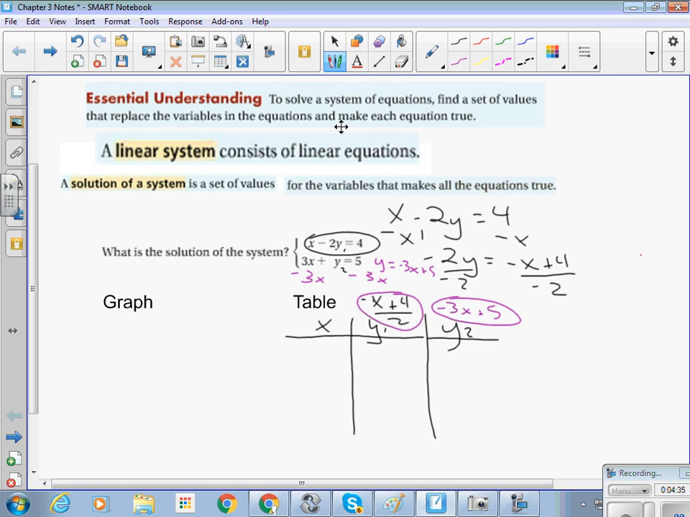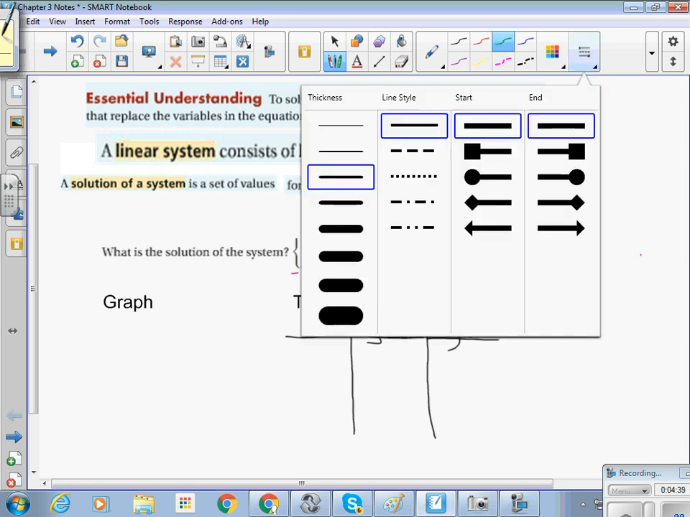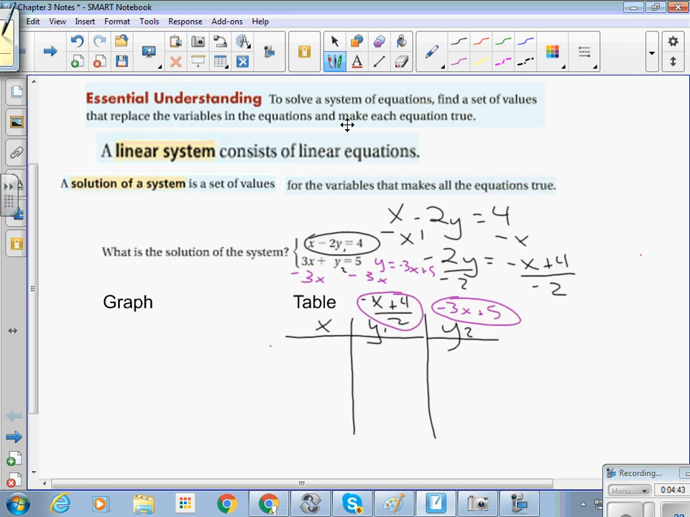So now I'm just going to pick some x values. I'm going to pick some positive ones and some negative ones, and I'm definitely going to include 0, so I'm going to start with negative 2, negative 1, 0, 1, and 2. And hopefully my numbers come together. If they don't, I'm going to have to add on to my table to make sure that they eventually meet up.